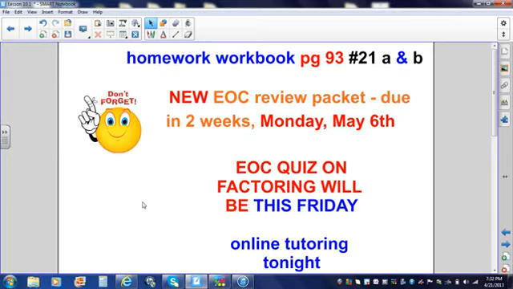All right, here are your MSAs for today. Homework tonight is going to be workbook page 93. Please do problem number 21, parts A and B. You have a new EOC review packet that you received today. You have 2 weeks to do that EOC review packet. It will be due 2 weeks from today, Monday, May 6th.